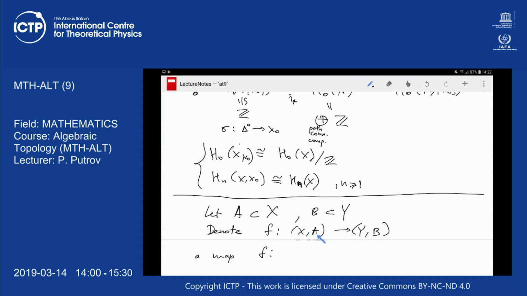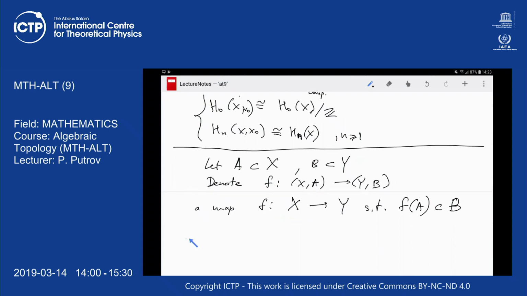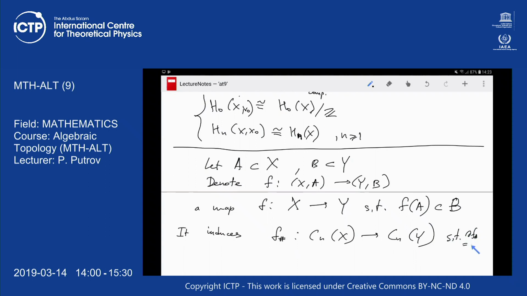So we can write the following: this F is a map between pairs if we have a map F from X to Y such that the image of the subspace A is contained in B. So we know that such a map between X and Y induces maps between the corresponding chain complexes, which satisfy the condition that it commutes with the boundary homomorphism.